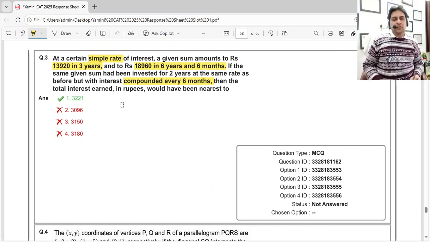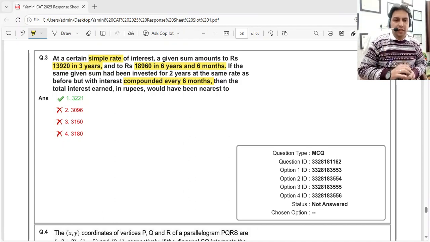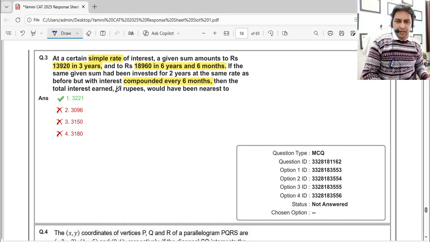As in LRDI we try to jot down every information at the same time, but in Quant we don't do that. In Quant we read the question first, highlight the main points, and then we start doing it. So the first thing I have to understand is what exactly I have to calculate. I have to calculate the compound interest, and that should be on a 6 monthly basis, and that too for 2 years. But principal, that we do not have, and interest rate, that also we do not have. That we need to find out.